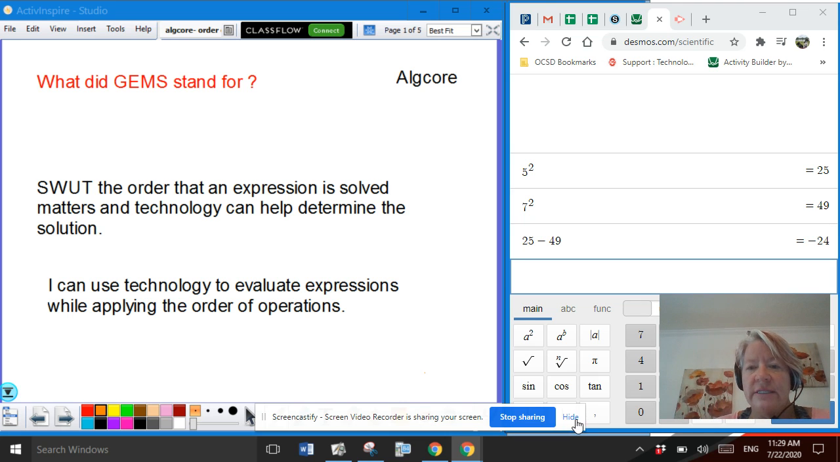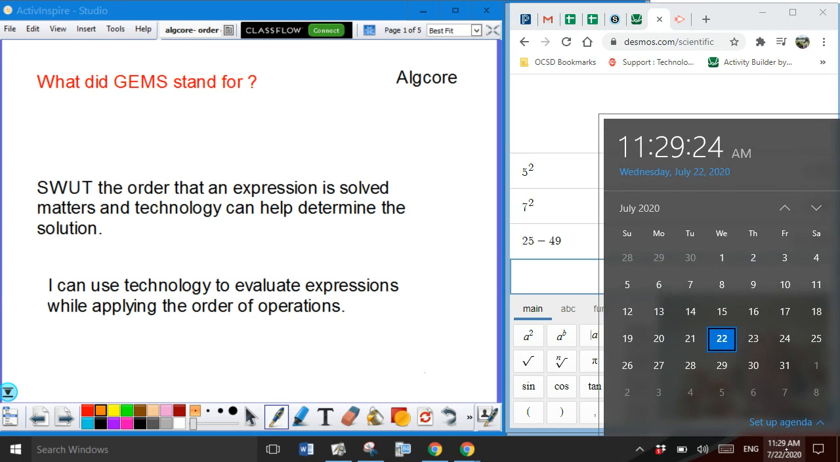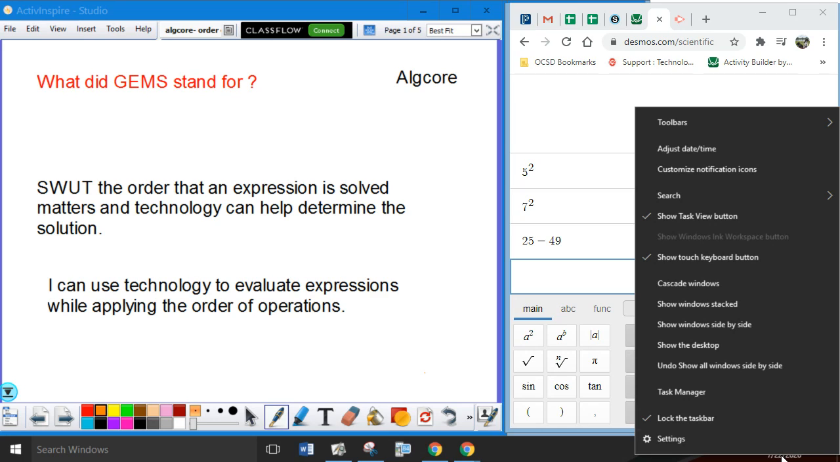All right, so we're going to continue today with some more practice on order of operations, and today we are going to be making use of the Desmos calculator to help us. So make sure that you have open your Desmos scientific calculator. You might want to split your screen. Remember, you can do that by right clicking on your timestamp down there, and you can show windows side by side, or you can stack them.